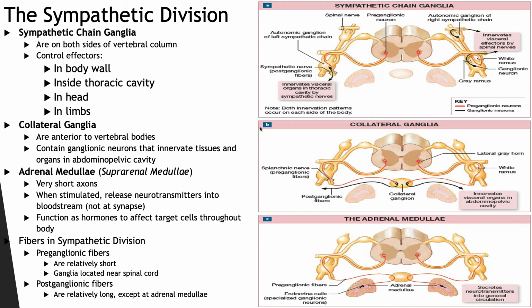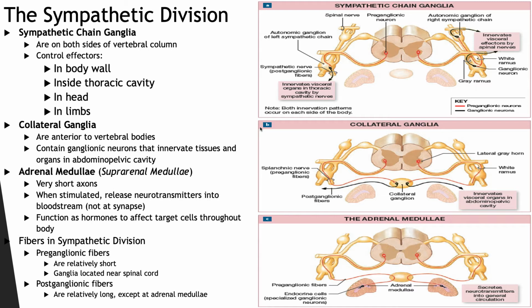The center of each adrenal gland is known as the adrenal medulla, or the suprarenal medulla. It is a modified sympathetic ganglion. The ganglionic neurons of the adrenal medullae have very short axons, and when stimulated, they release their neurotransmitters into the bloodstream, not at a synapse. This mode of release allows the neurotransmitter to function as a hormone, affecting target cells throughout the body.